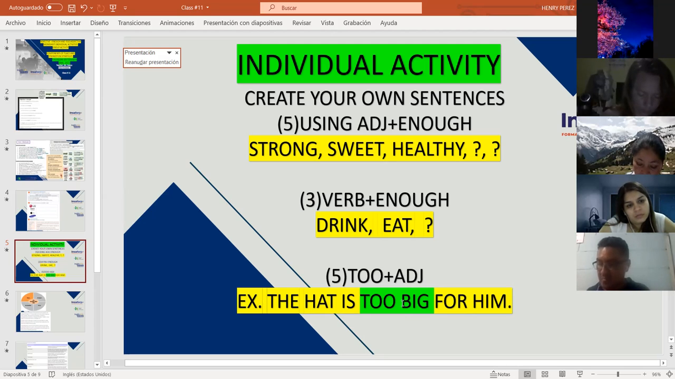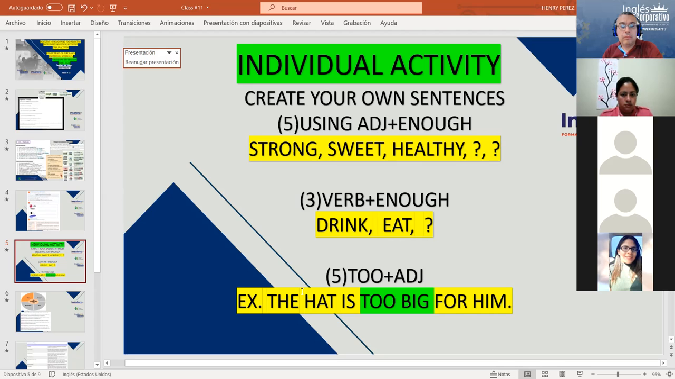Okay, five of these. Okay, teacher, for example, if I say the car is fast enough to win, that's right. Yes, fast enough. The car is fast enough to win, that is correct. But remember, class, on the first one, you have to use these three that I put here: strong, sweet, and healthy. The other two are your own, propios, your own. With the verbs here, verb plus enough, you have to use these two, drink and eat, and then the third one, your own. Usted puede poner cualquier verbo, whichever verb you want. But you have to use these two plus one more.